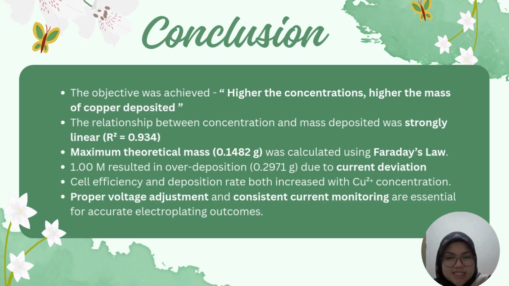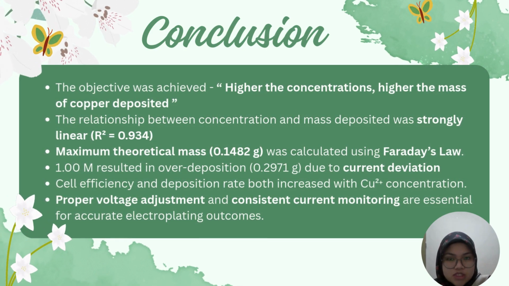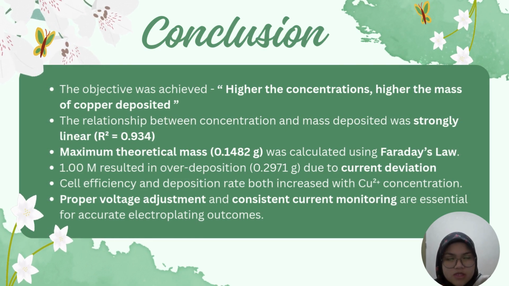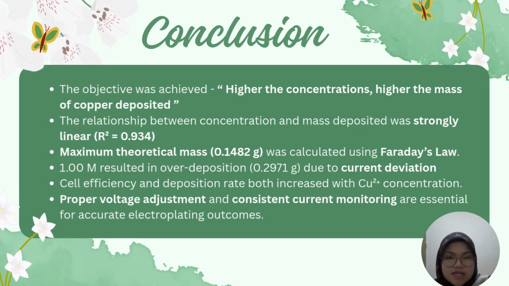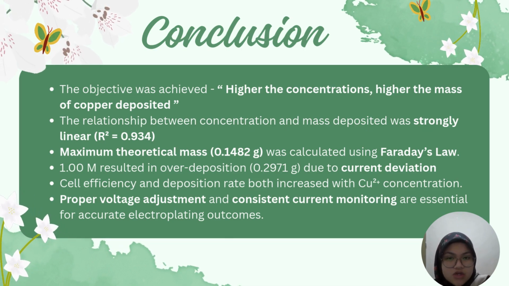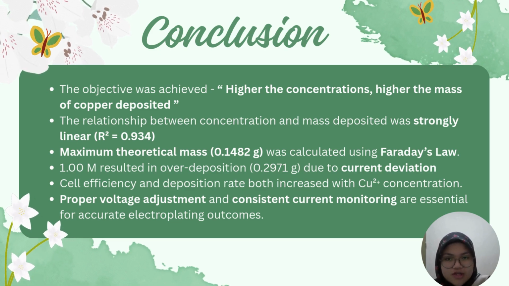Last but not least, we can say that our objectives were achieved because we can see that the higher the concentration of the solution, the higher the mass of the copper deposited, with a linear correlation of R squared equal to 0.934. However, at 1 molar concentration, we can see there is an overdeposition. This is likely due to the current deviation. So in future applications of this experiment, we need to pay attention to the voltage adjustment and also be consistent in current monitoring. I think that's all from us.